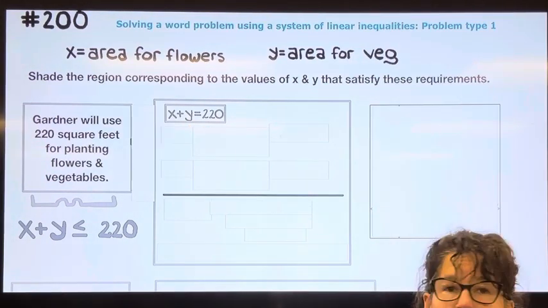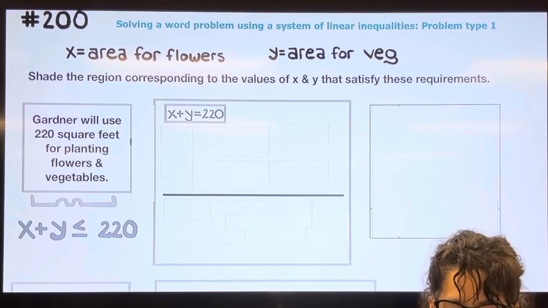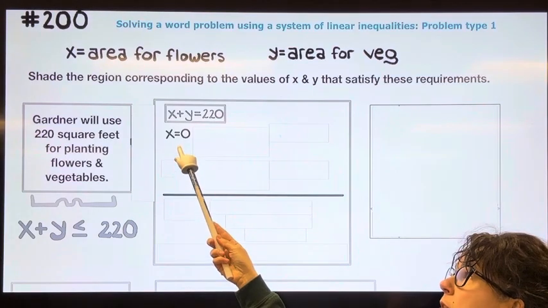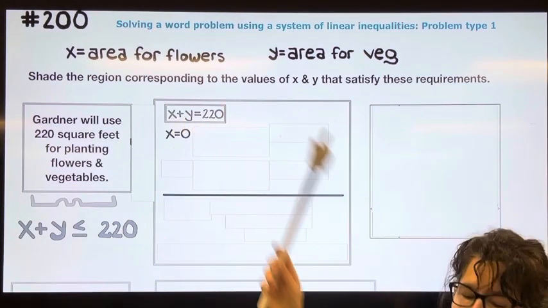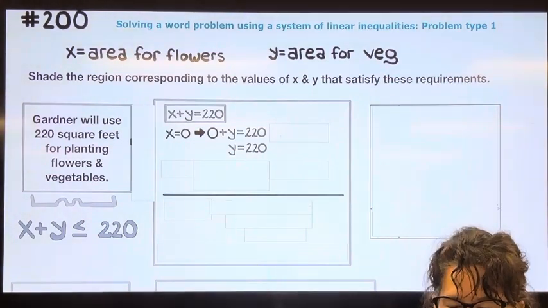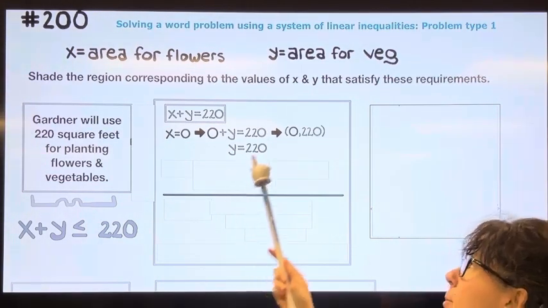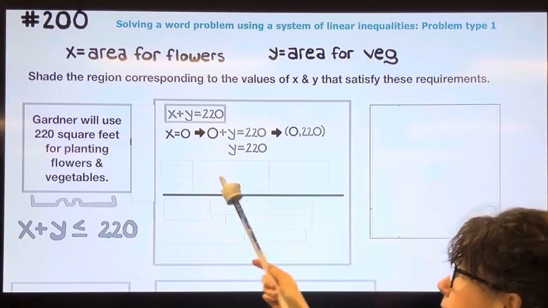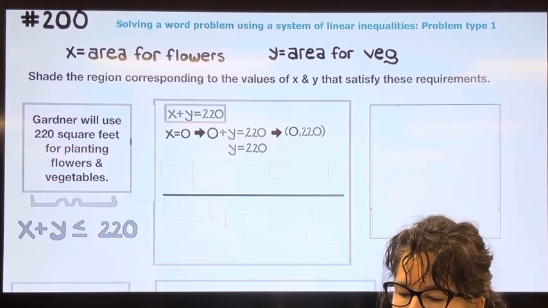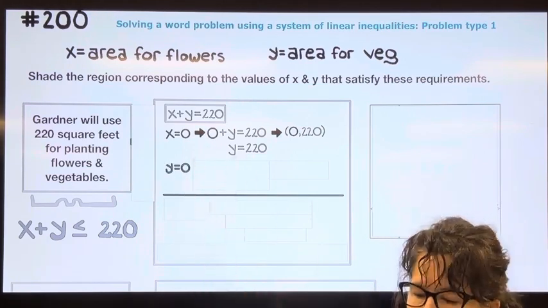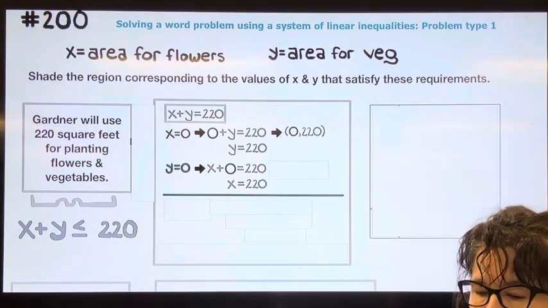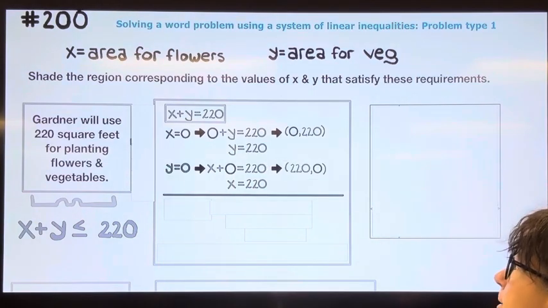To graph any line, you need 2 points to connect the dots. So you're going to pick a number and substitute it in. I decided to pick X equals 0. So if I replace the X with 0 and solve, I find out that Y is 220. And so I end up with the point 0, 220. I need to pick another number and substitute it into my equation to get a point. And I went with Y equals 0. If I substitute 0 in for the Y, I find out that the X is 220. So I have another point.